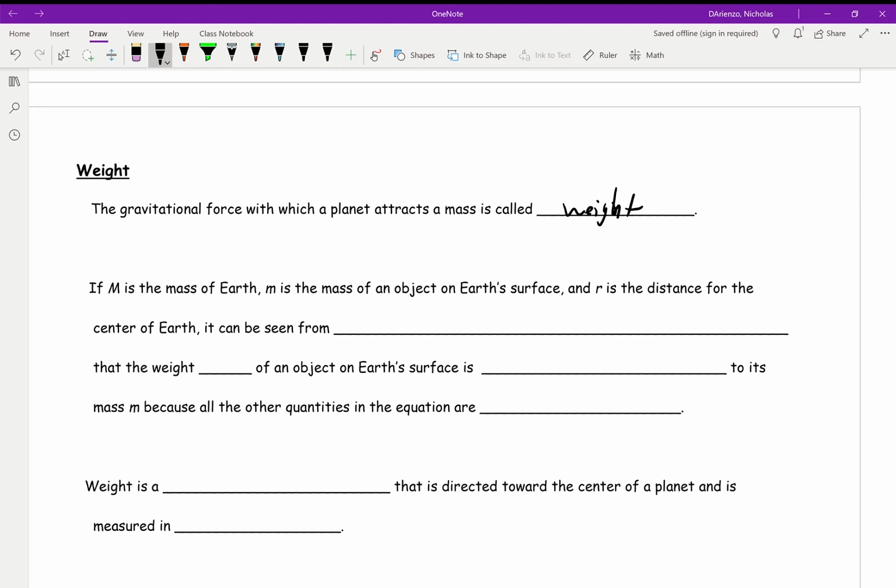Now, if we remove the gravitational force, we can still have mass, but we would no longer have weight. That's why when we move away from Earth and the gravitational force decreases, we essentially can become weightless. Not massless, but weightless.